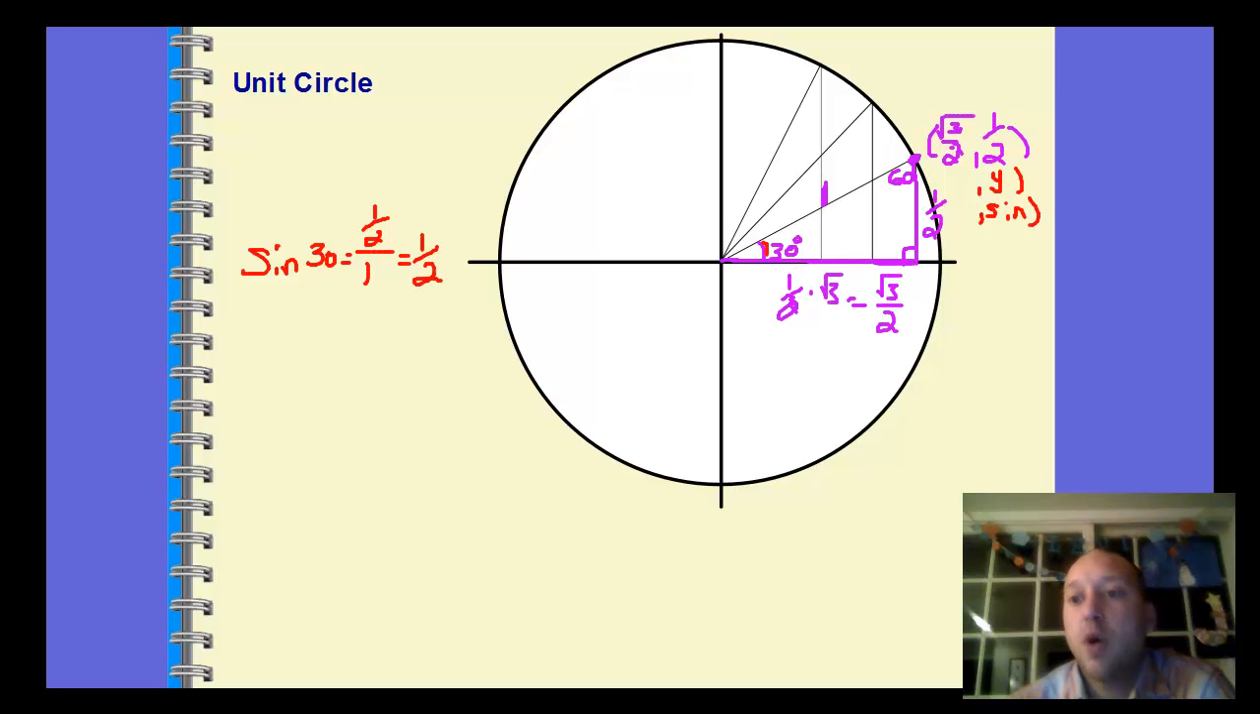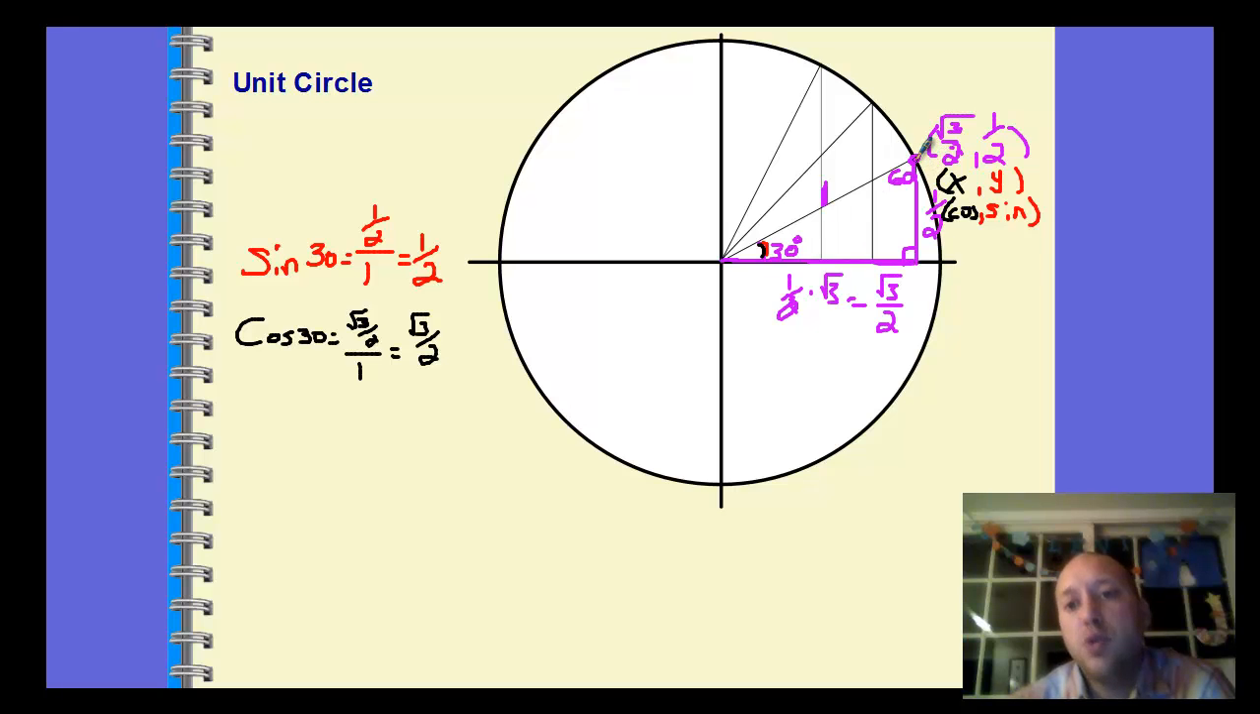If we want to find the cosine of 30 degrees, cosine of 30 degrees is the adjacent, so it's going to be square root of 3 over 2 over the hypotenuse 1. So it's going to be √3 over 2 over 1, which is just √3 over 2. So that is just the x value, which is just cosine. So the x value is the cosine of this angle of 30 degrees.